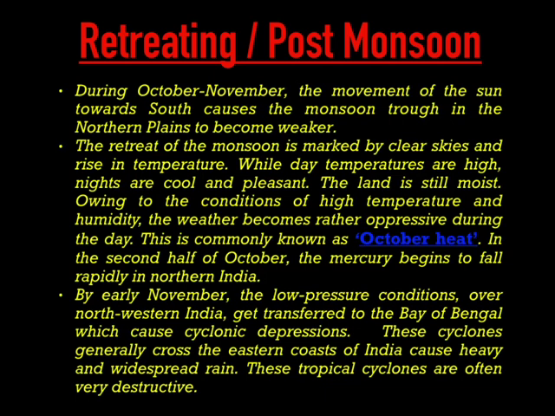By early November, the low pressure conditions over northwestern India get transferred to the Bay of Bengal, which causes cyclonic depressions or storms. These cyclones generally cross the eastern coast of India and cause heavy and widespread rain over the eastern coast, including Andhra Pradesh, Tamil Nadu, and Odisha. These tropical cyclones are often very destructive.